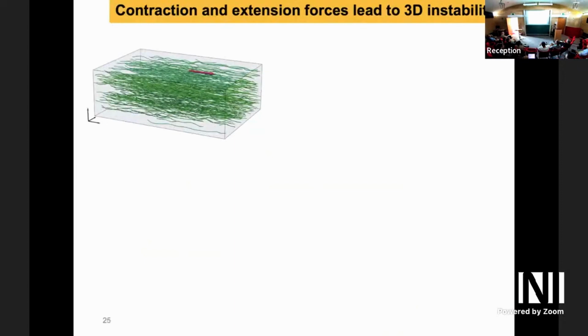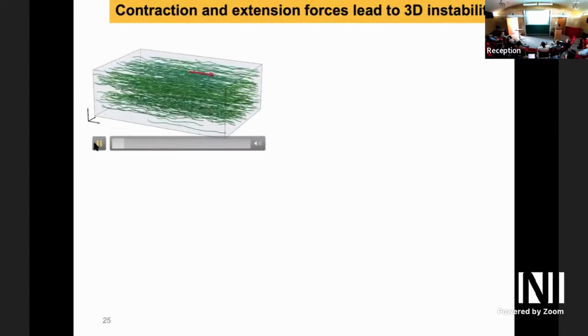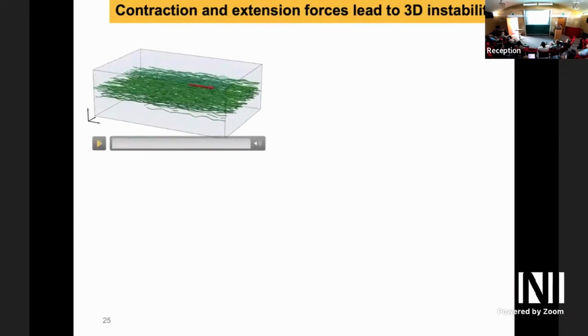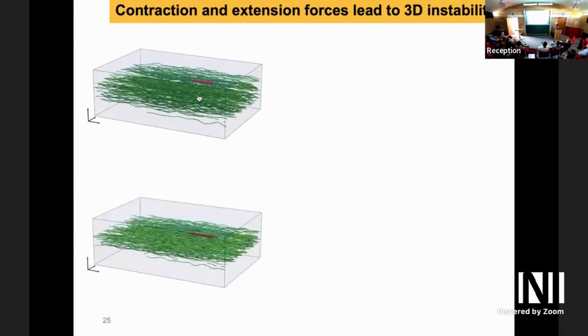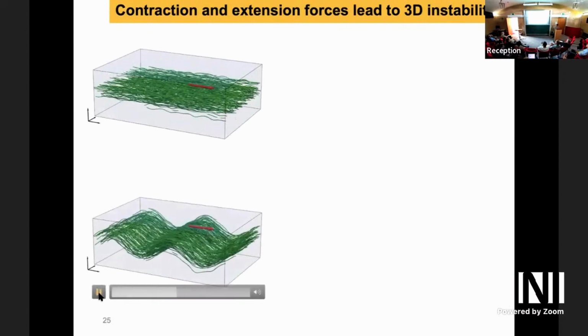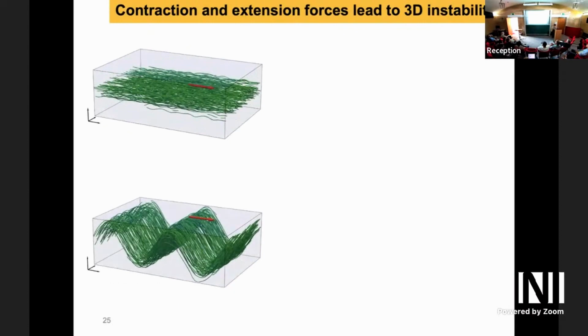Just because we don't have the possibility with the microscope to do the same things, here we have a kind of schematic representation to show you what happened in this sample. We first have the contraction of this system in a layer, and then you have the buckling in the third dimension.